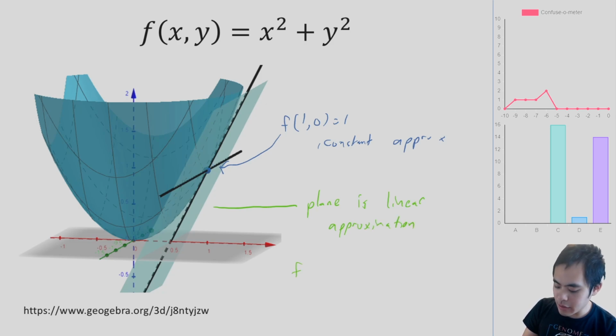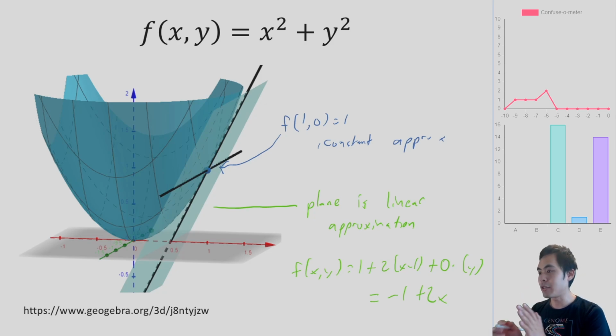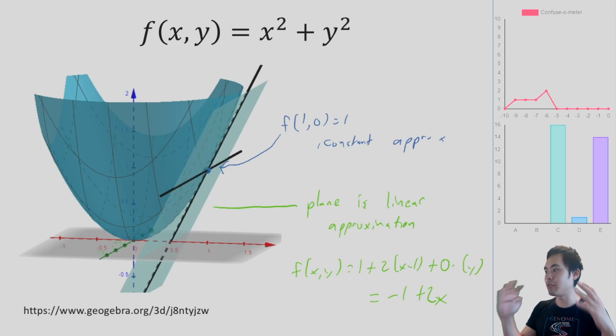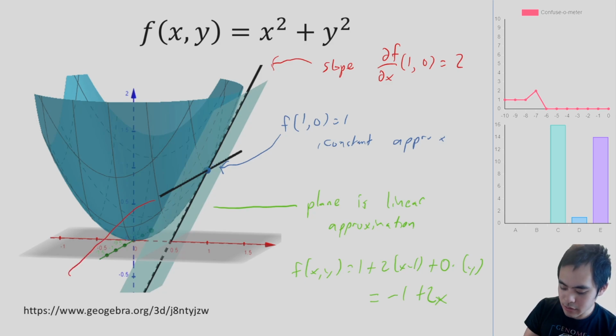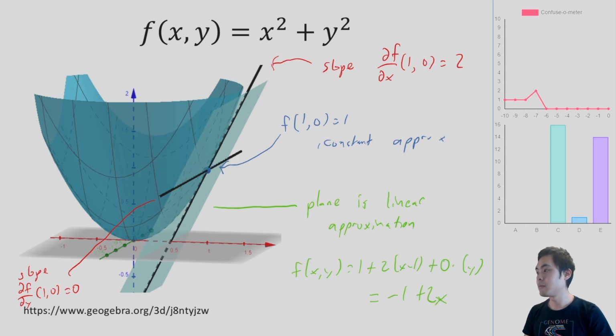And it turns out that f of x, y is going to be equal to 1 plus 2 times x minus 1 plus 0 times y, which is equal to minus 1 plus 2x. I am not going to expect you to be able to do linear approximations. This part of the lecture is just trying to give you intuition for linearization. And so you'll note also that the slope del f del x at 1, 0 is equal to 2 in that direction, and the slope del f del y at 1, 0 is equal to 0 in the y direction.